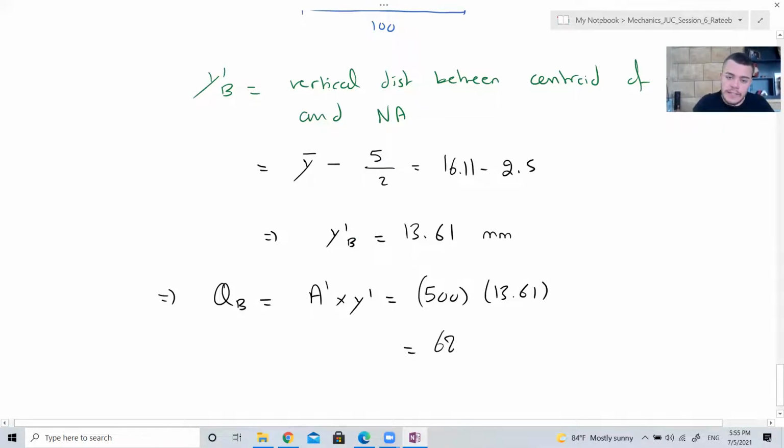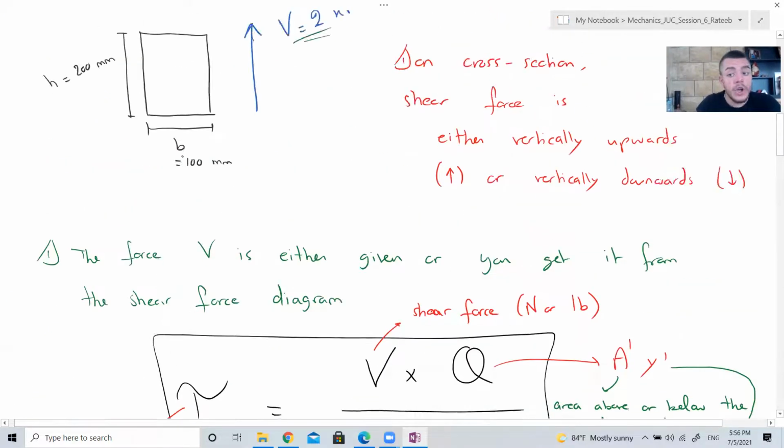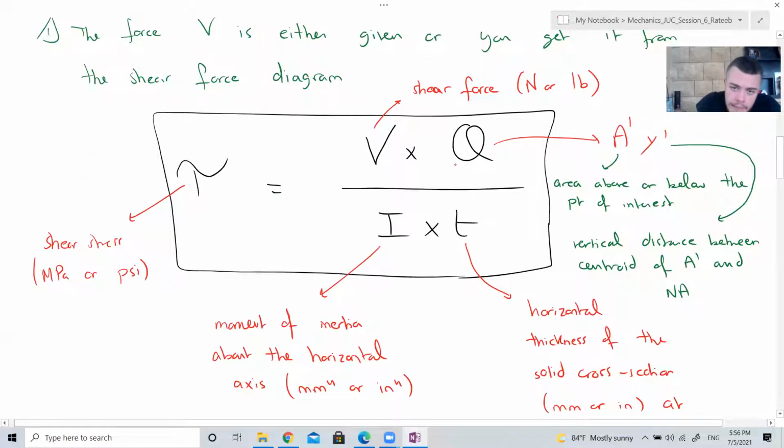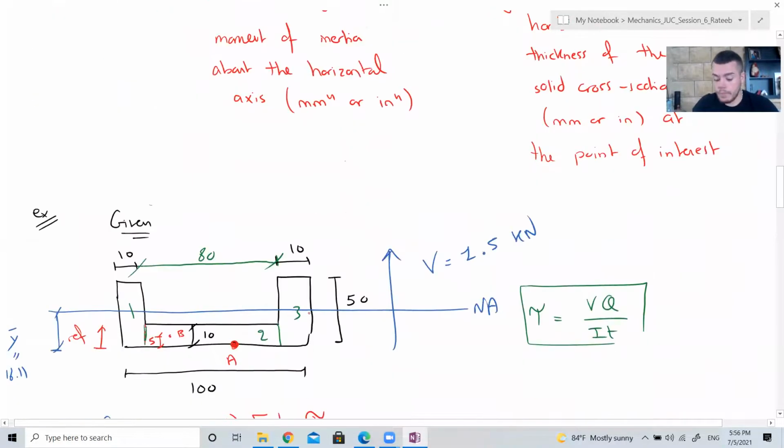So we're going to have 6805 millimeter cubed. By the way, the units for Q is always millimeter to the power 3 or inch to the power 3. Force is in Newton or pound, and the units for I are millimeter to the power 4 or inch to the power 4. Are we understanding?